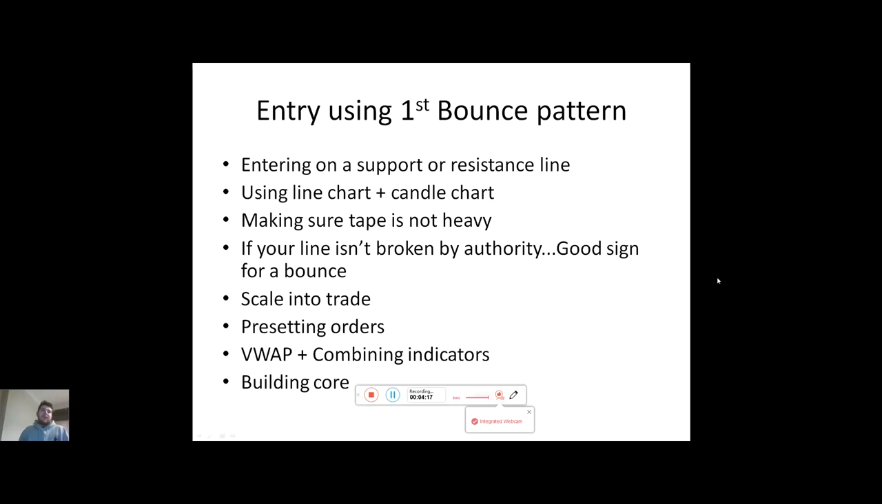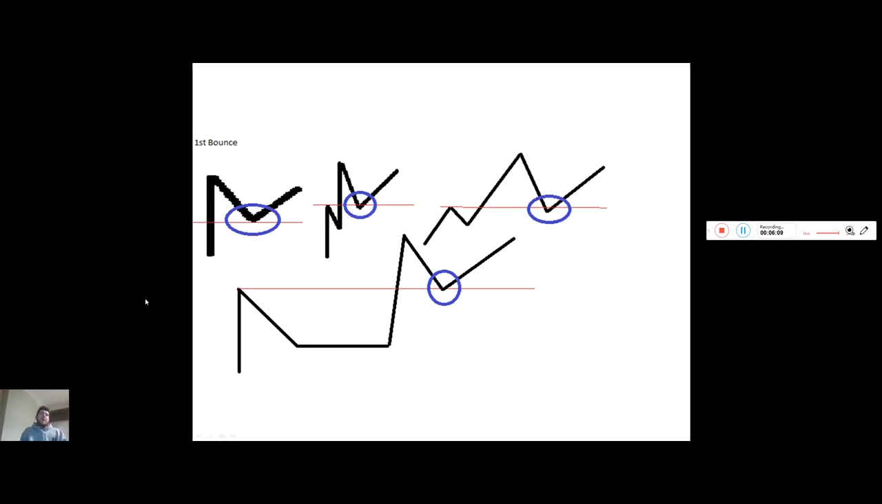I like to scale into my trades, which means if I have, let's say, a 1,000 share position, I might do 250 shares four times, scaling down into that trade. I also like to preset my orders. I do preset starters, but it's always a good idea to gauge the tape and how the stock's trading. And I like to combine VWAP with some of my indicators. I really like that. When you have multiple indicators that point to one line, that just gives you more conviction in the trade. So now we have the first bounce pattern.